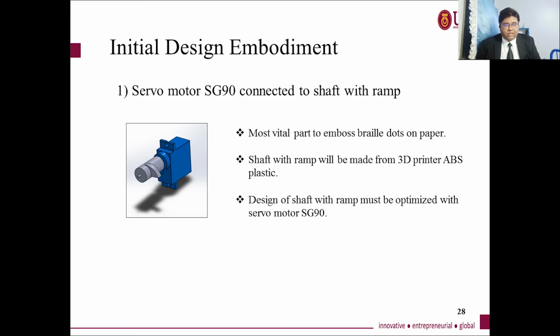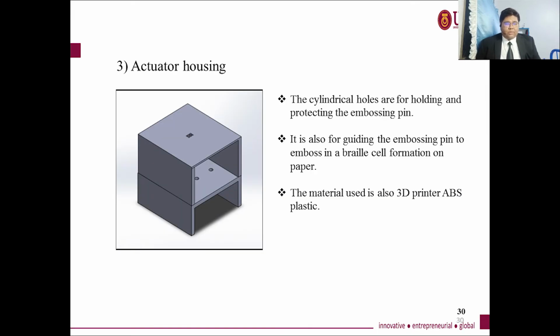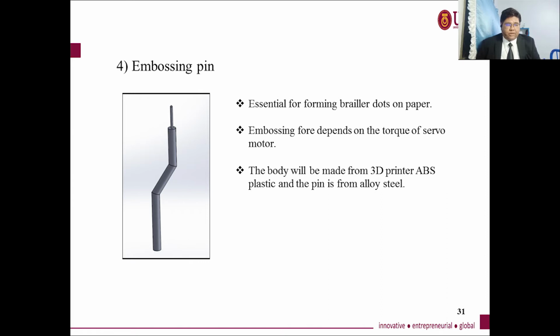Okay, the initial design embodiment of the final design concept will consist of a servo motor connected to a shaft with ram. It's the most vital part to emboss braille dots. The second one is the housing base, which acts as a base for the housing and actuator system. The servo motor will also be placed at this base. The third one is the actuator housing, which is for protecting the embossing pin and holding the embossing pin. The fourth one is the embossing pin, which is very important in forming braille dots on the paper.